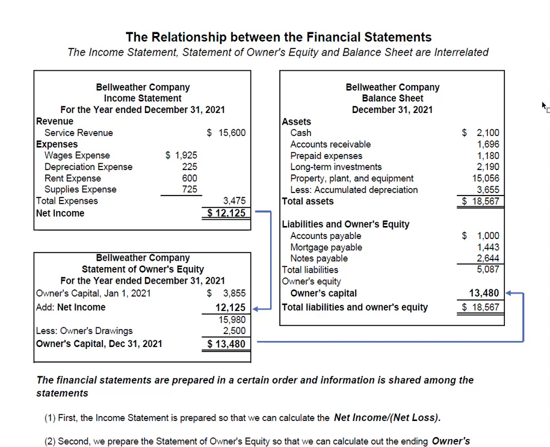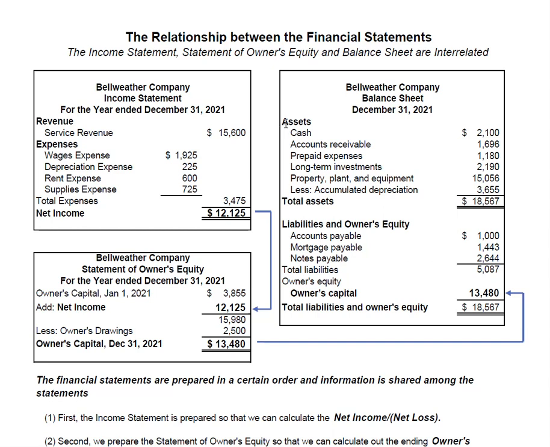The balance sheet is prepared as of a specific date, unlike the owner's equity statement and the income statement that are prepared for a period of time. Now these end on December 31st, and so the balance sheet will always be prepared on the date that is the last date of this period. So this is for the year ending December 31st, and this will indicate December 31st, 2021. And that is the heading for the balance sheet.